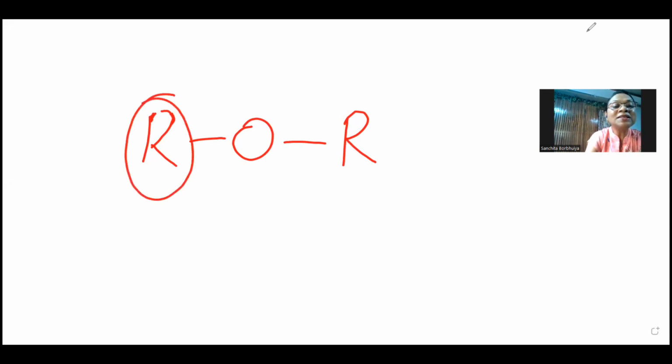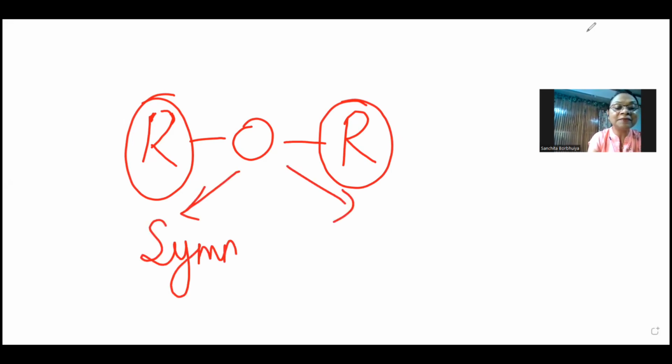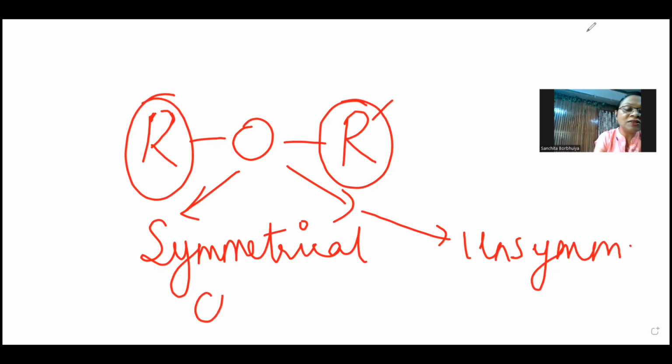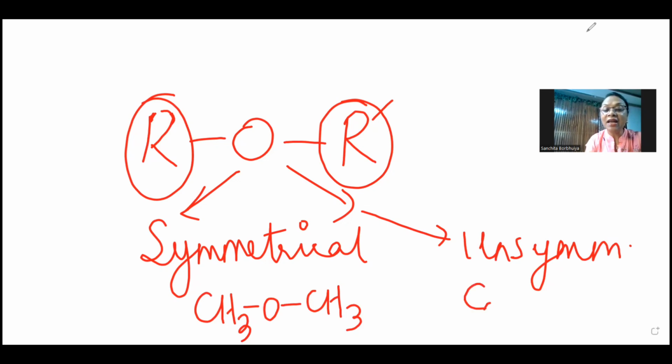So if the R groups are similar, which can be aliphatic, aromatic, cyclic, we call them symmetrical ethers. And if the R groups are different, depicted by R dash, it is called an unsymmetrical ether. Let me give an example of a symmetrical ether, making the R group similar. So this is a symmetrical ether, and making the R groups different, this is an unsymmetrical ether. Okay, so this is how ethers are classified.